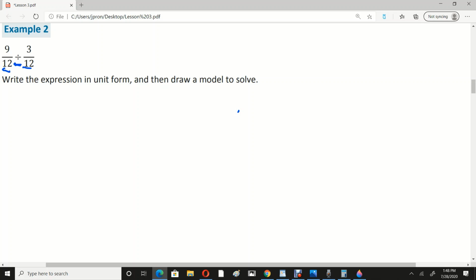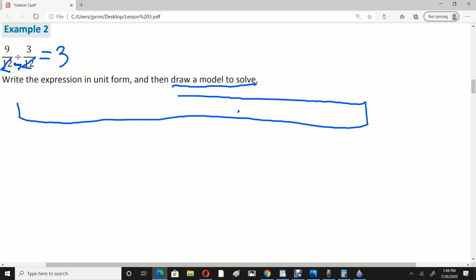All right, so if we're working this out, we know that we can pretend for a minute like these denominators don't even exist and just divide 9 by 3. Well, some of you may already know 9 divided by 3 happens to equal 3. But they want us to draw a model of this, right? So let's model it out. So we're going to have 9/12. So we're going to take a whole, just like we did in our first example. We'll take a whole, and we separate it into 12 parts.